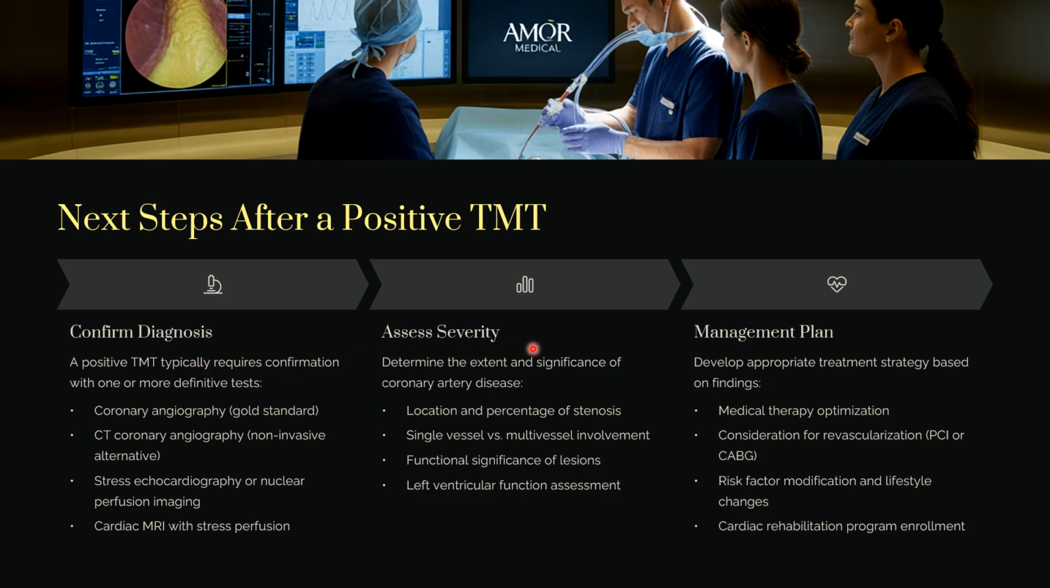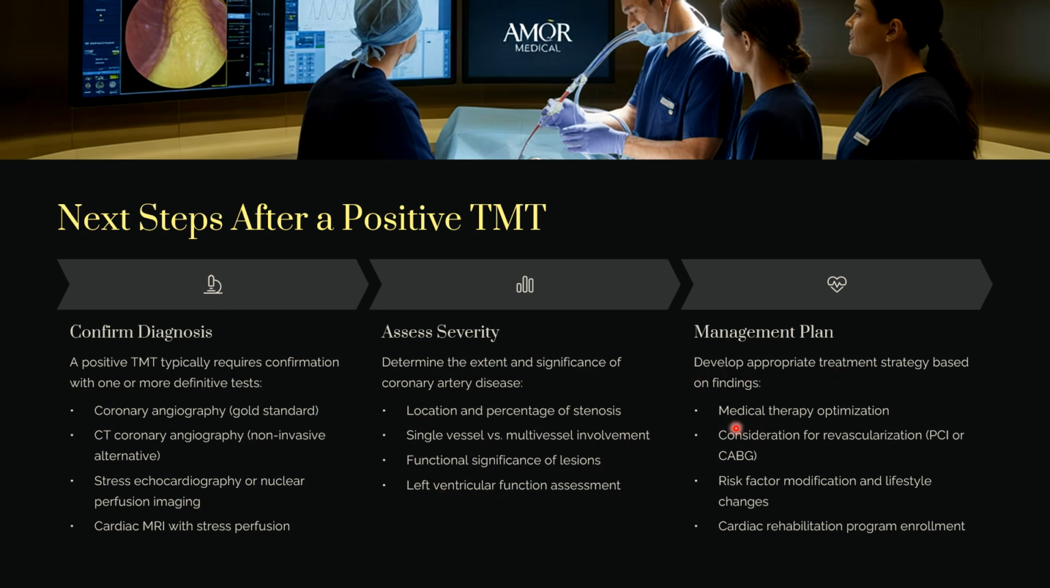Now assess the severity, determine the extent and significance of coronary artery disease, location and percentage of stenosis, then single vessel versus multi-vessel involvement, functional significance of lesions, left ventricular function assessment. So these are the severity aspects that can be assessed.